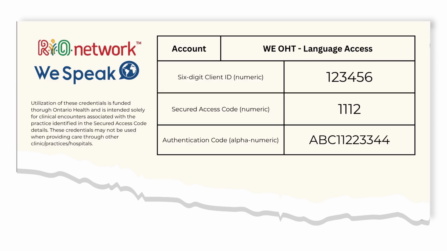When you signed up for WeSpeak, you were provided 3 unique codes: a 6-digit client ID number, a 4-digit secured access code, and an authentication code. You can find these numbers in the top right corner of your tip sheet. Make sure to have these ready before placing the call.